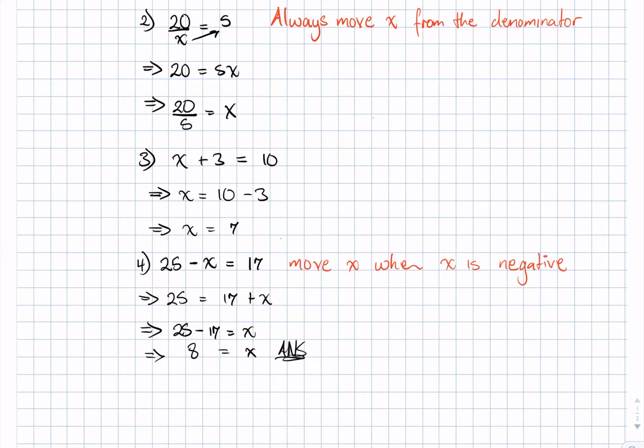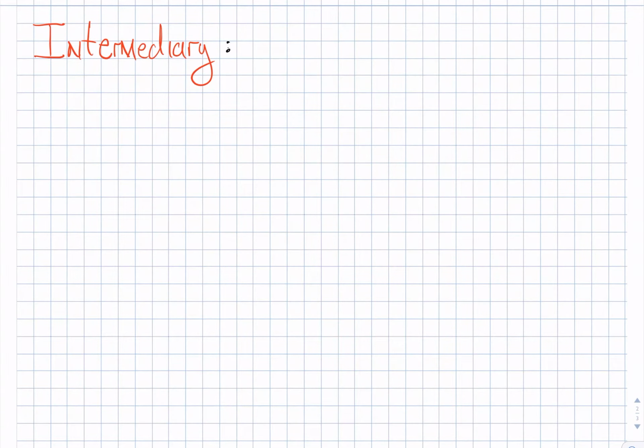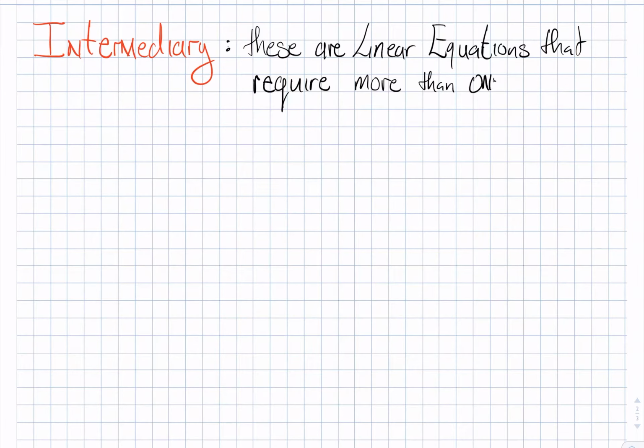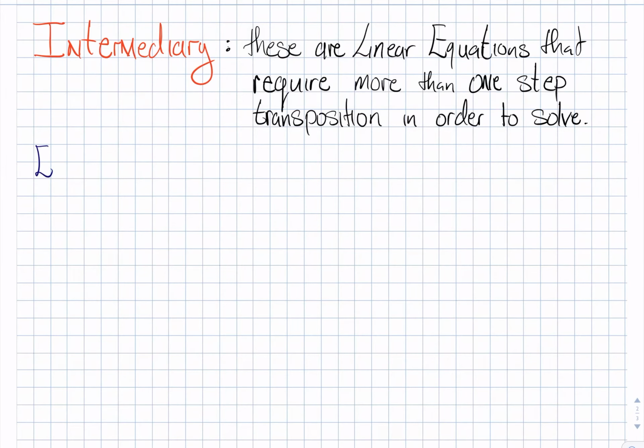Please make a note that whenever x is on one side of the equation and it is negative, we want to bring it over to the opposite side of the equation, making it positive. Now we move right along to intermediary linear equations, and we want to define an intermediary linear equation to be the set of linear equations that require more than one step in transposing or require us to use the distributive property of numbers.